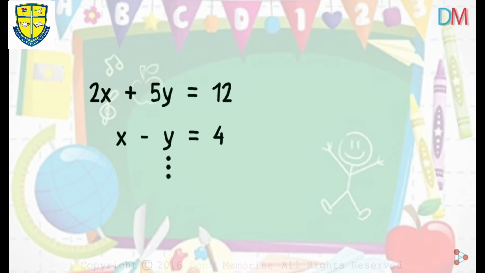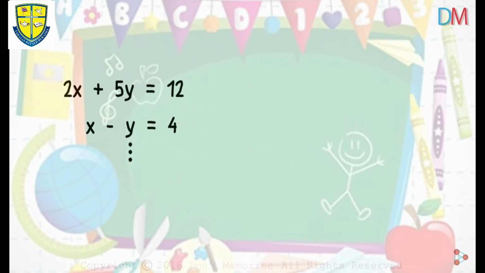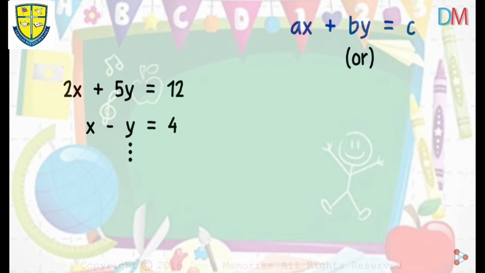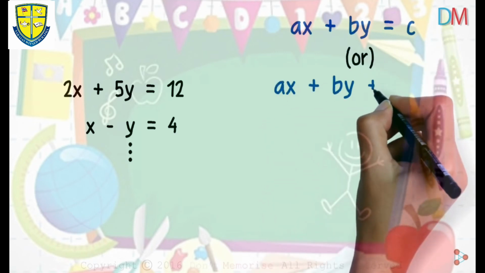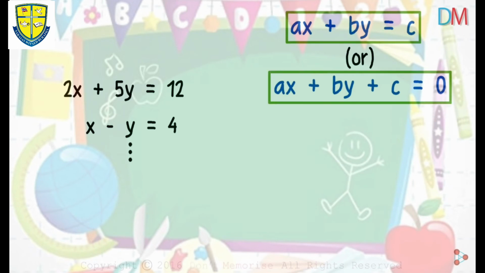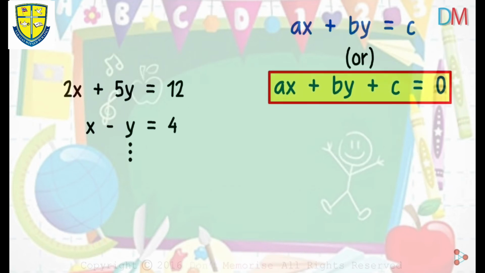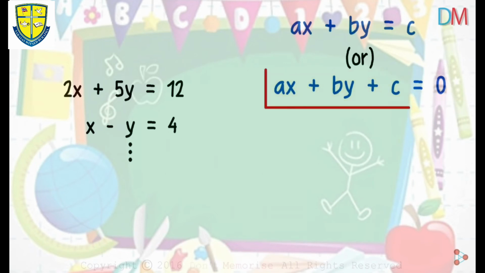We can say that a linear equation in two variables is of the form ax plus by equals c, or sometimes it's also written as ax plus by plus c equals 0. Both are correct. For example, the first equation can also be written as 2x plus 5y minus 12 equals 0. For this video and the future ones in this topic, we will assume the second one to be the general equation for linear equations in two variables: ax plus by plus c equals 0.